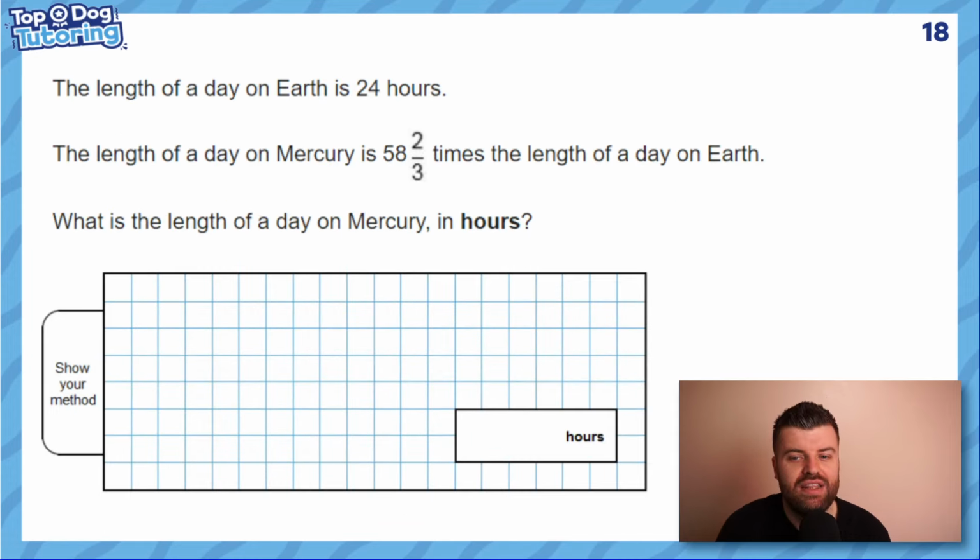Next one, the length of an Earth day. This is really convoluted, okay? Really convoluted, lots of steps. The length of a day on Earth is 24 hours. Most of you know that. The length of a day on Mercury is 58 2/3 times the length of a day on Earth. What is the length of a day on Mercury in hours?